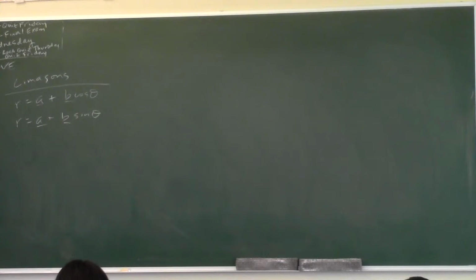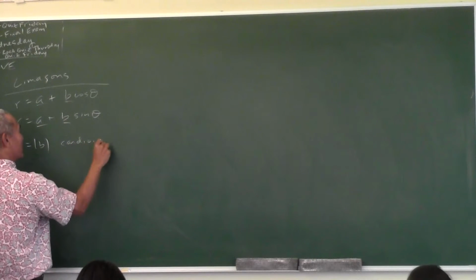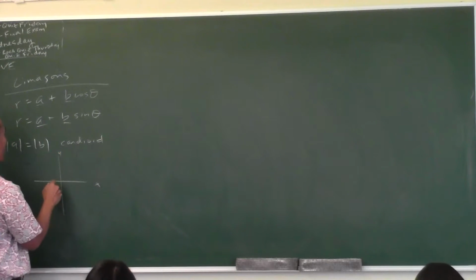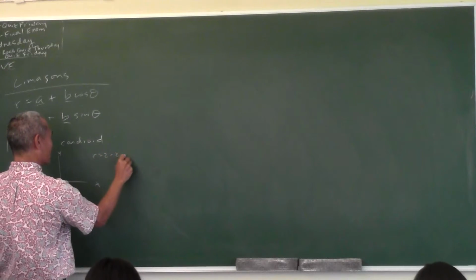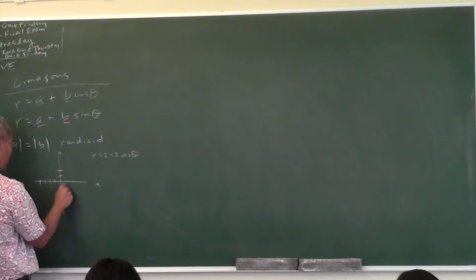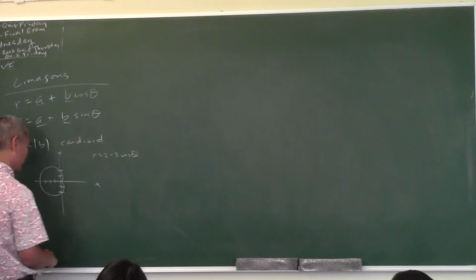Notice how A and B are equal? Okay, let's look at the graph. Let's classify it. If the absolute value of A equals the absolute value of B, what you get is a cardioid, because it's a heart-shaped thing. The graph I just put on the board was 2 minus 2 cosine theta, so it's going to look like this.